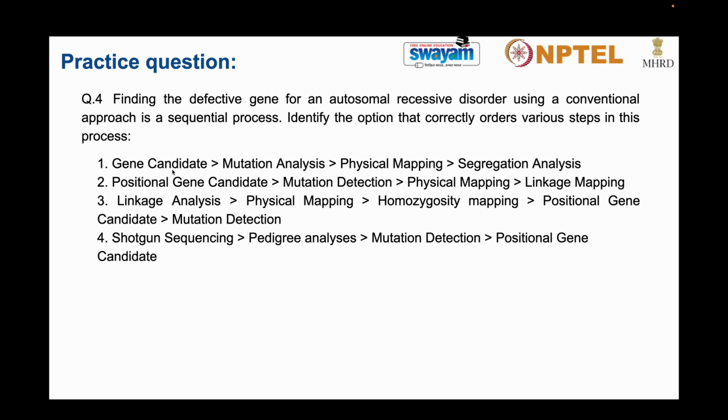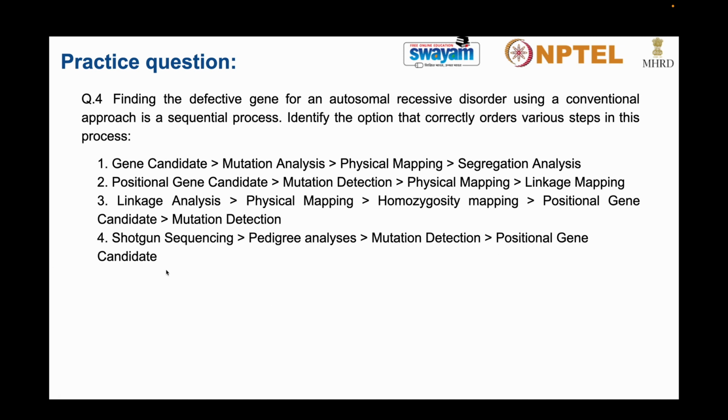The first option says gene candidate, mutation analysis, physical mapping and segregation analysis. Option B says positional gene candidate, mutation detection, physical mapping and linkage mapping. Option C says linkage analysis, physical mapping, homozygosity mapping, positional gene candidate and mutation detection. And option 4 says shotgun sequencing, pedigree analysis, mutation detection, and positional gene candidate.